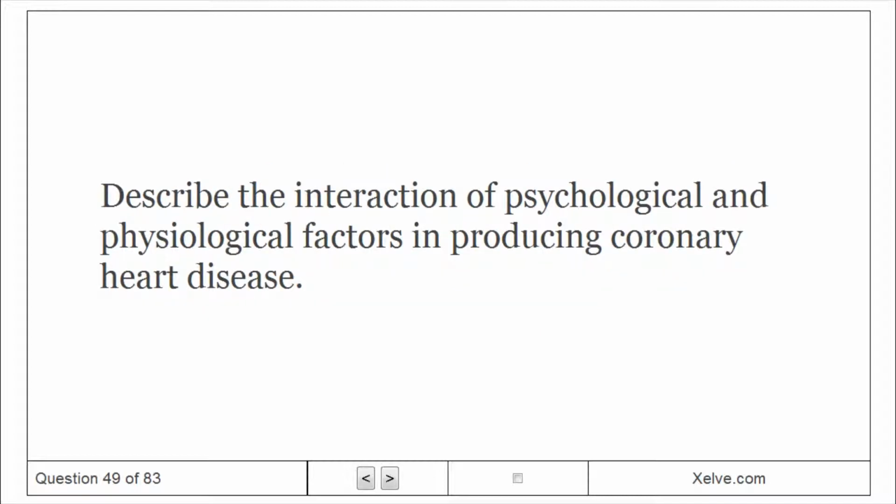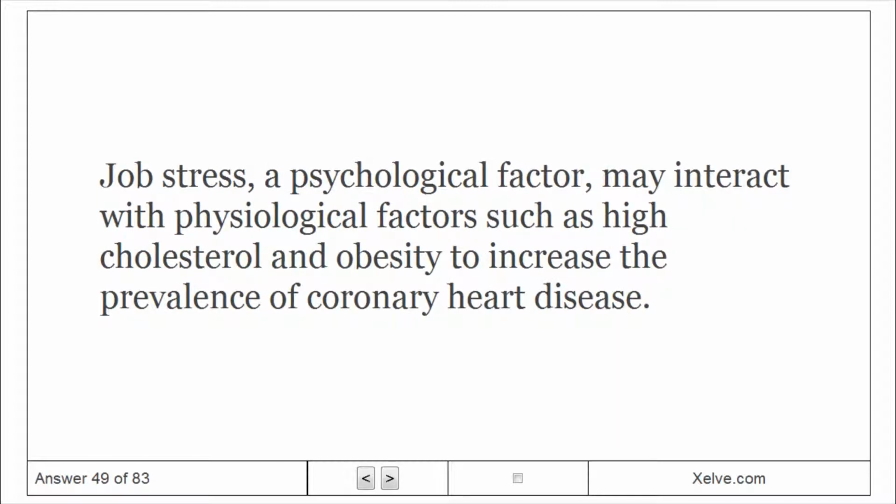Describe the interaction of psychological and physiological factors in producing coronary heart disease. Job stress, a psychological factor, may interact with physiological factors such as high cholesterol and obesity to increase the prevalence of coronary heart disease.